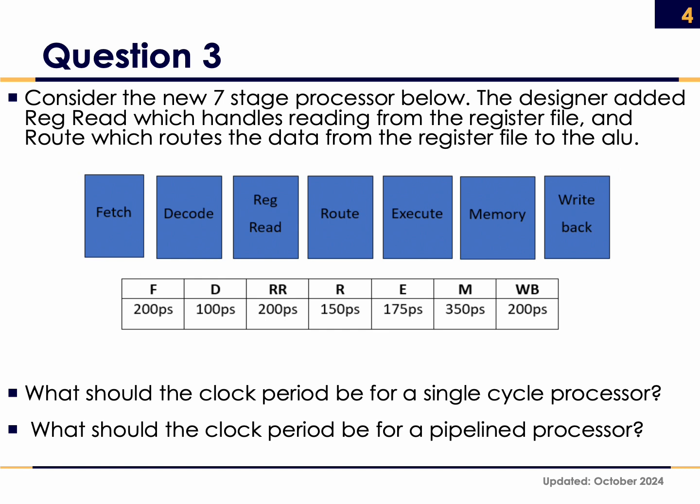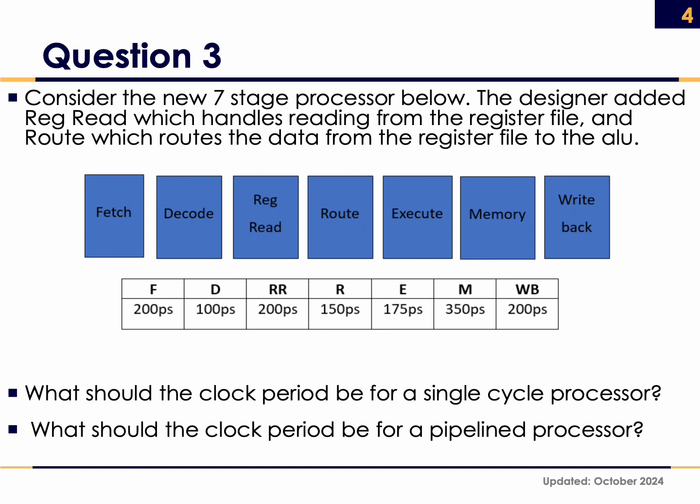For a single cycle processor, you need to make sure that the clock period can encompass all of the stages at once. So you need to add them all together. You do 200 plus 100 plus 200 plus 150 plus 175 plus 350 plus 200. Then you get that the single cycle processor would need a clock period of 1,375 picoseconds.